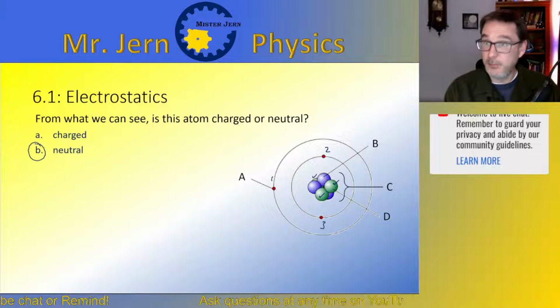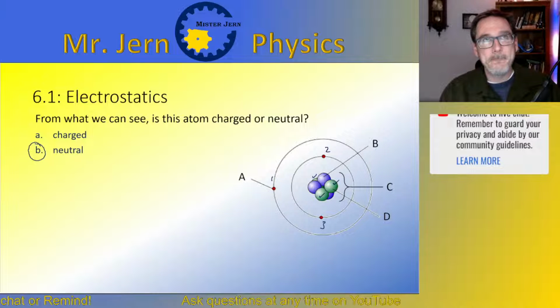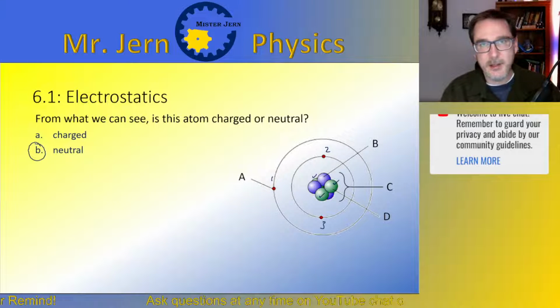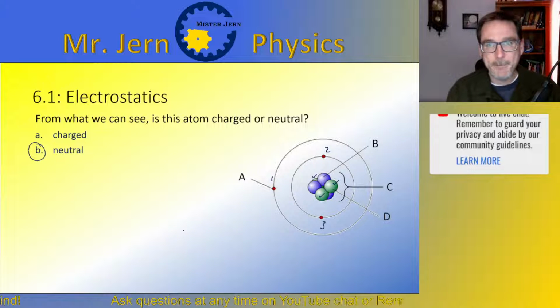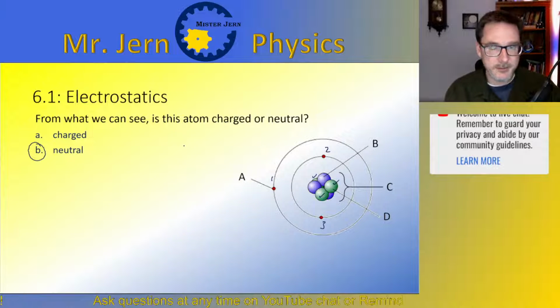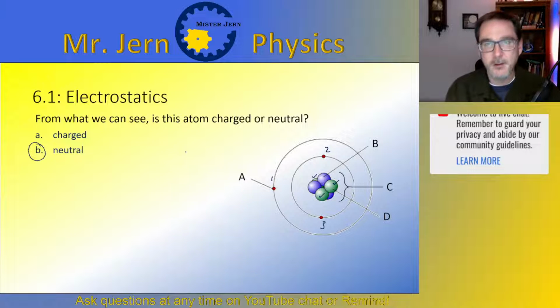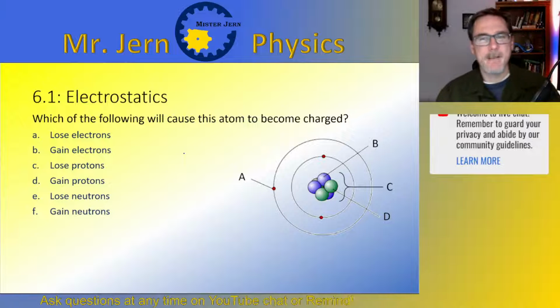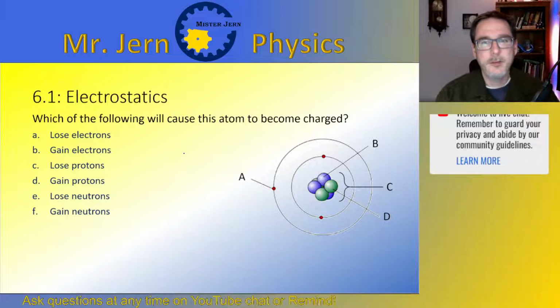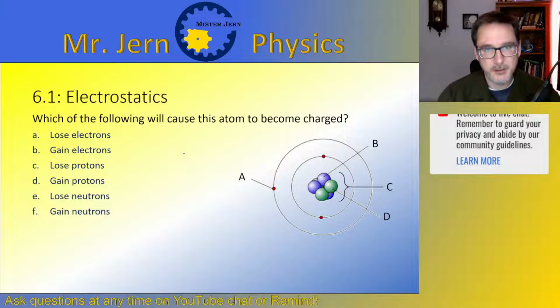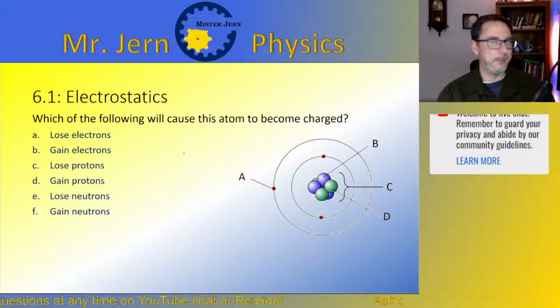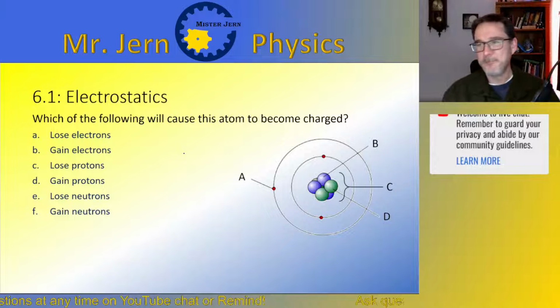Okay, so charge or neutral. Let's assume for now, in chemistry you'll learn a little bit differently, but let's assume that an atom is neutral unless otherwise mentioned. Neutral meaning it's going to have the same number of electrons as protons. So if it does become charged, how? What has to happen? Which of the following will cause the atom to become charged? And it's going to be more than one, but not all of them.